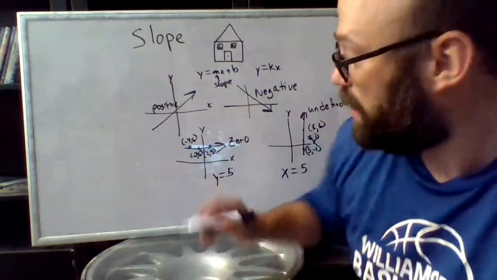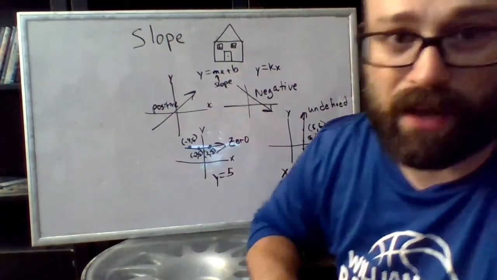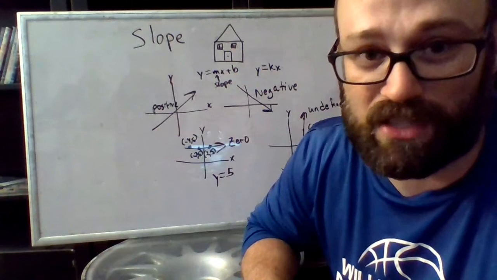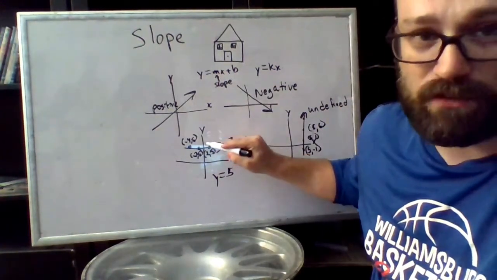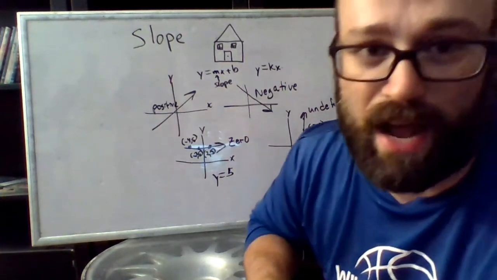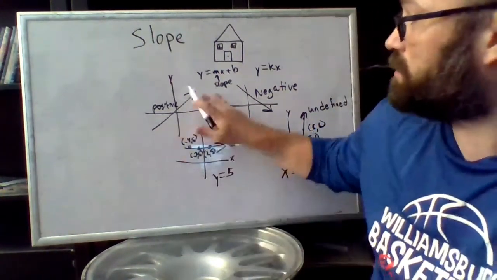There's no slope to it. There's no mx there because it's just the y-intercept, which is the b. It's just y equals 5 because it crosses right here at the 5 on the y-axis. So you have positive slope, you have negative slope.